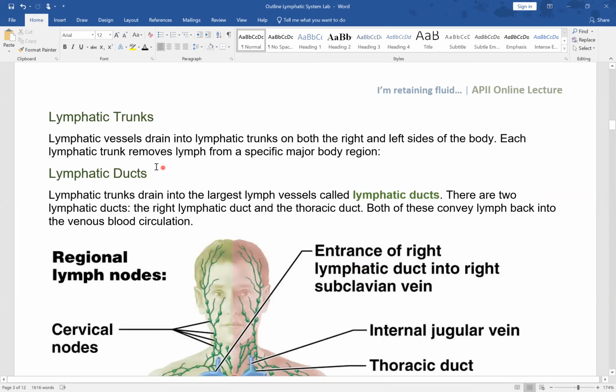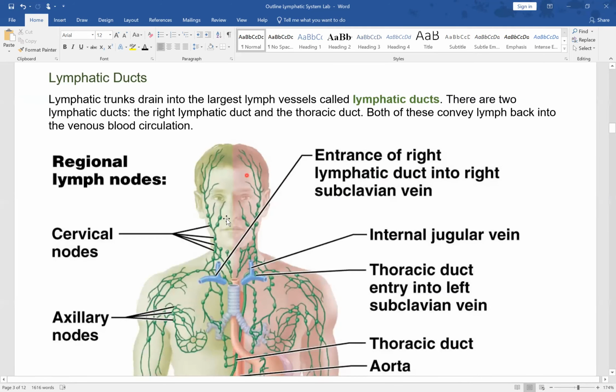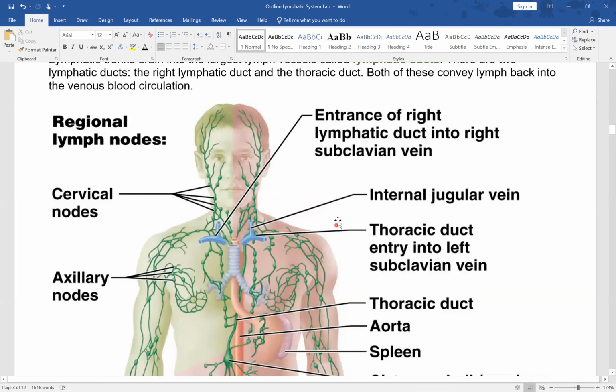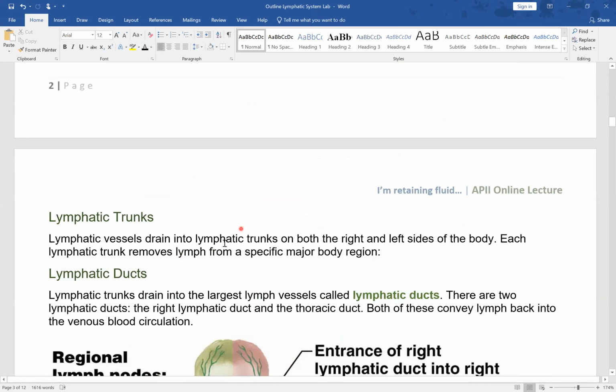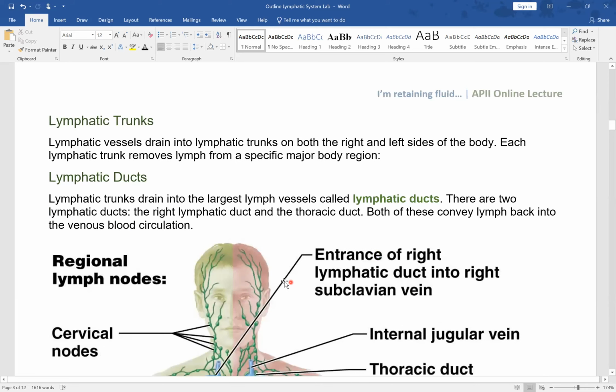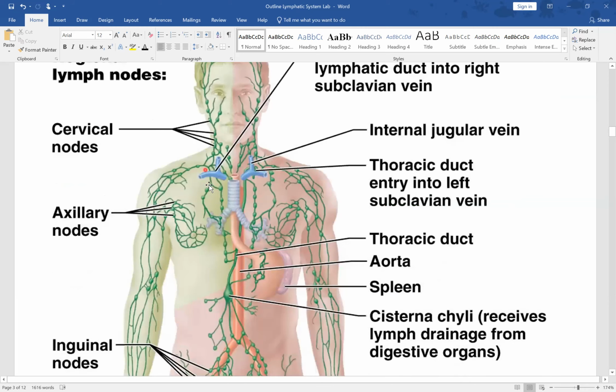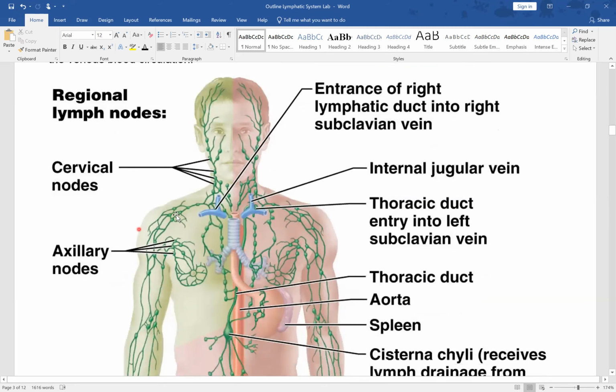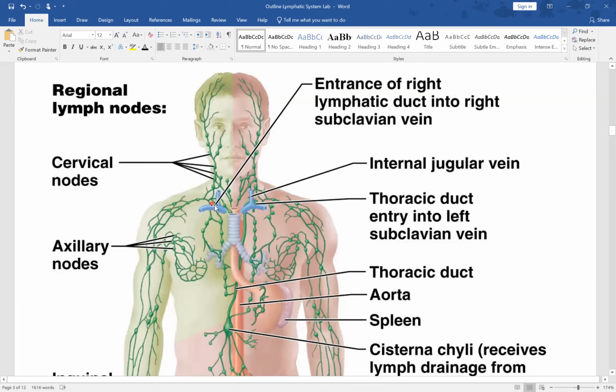So trunks are just bigger vessels, and they're located in here. I kind of left that part off. They have names. The lecture does cover that, but they're basically larger than vessels, the next part up. And then there are two lymphatic ducts. There's one on this side called the right lymphatic duct, and it's connected to the subclavian veins.